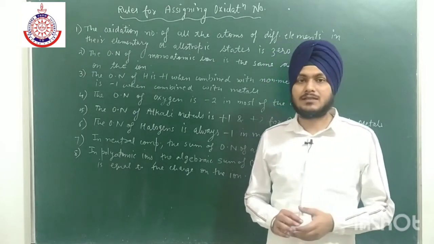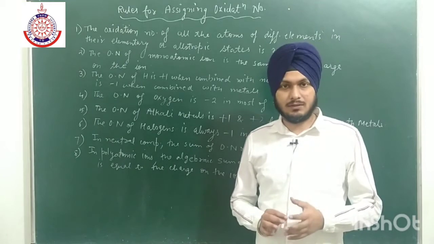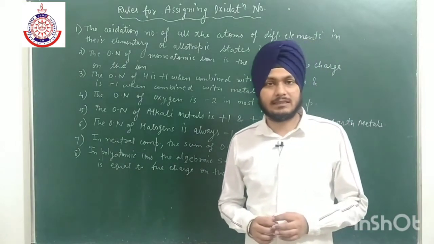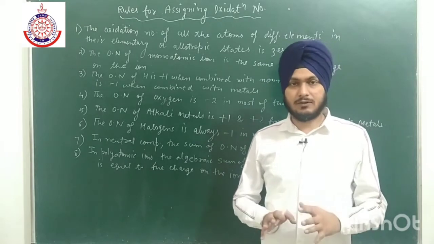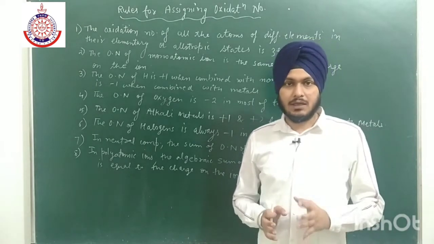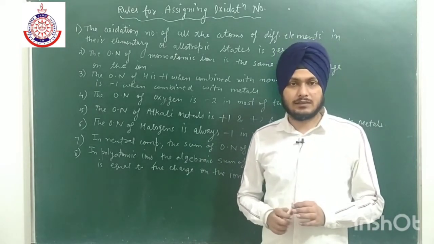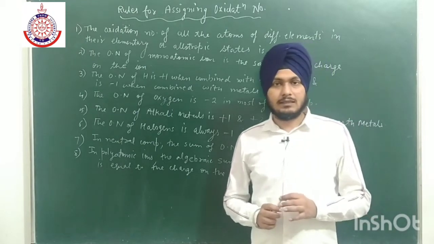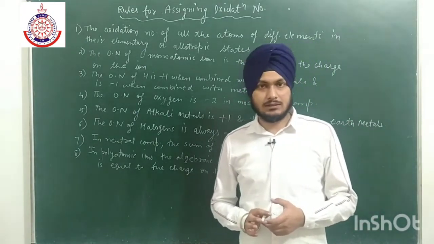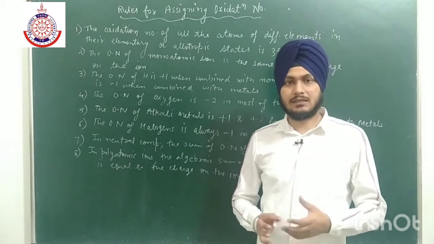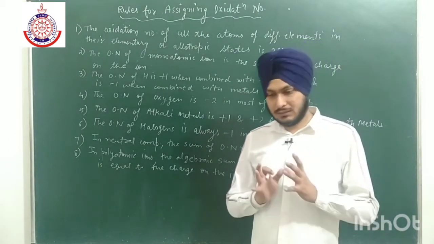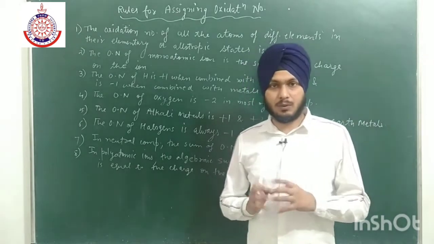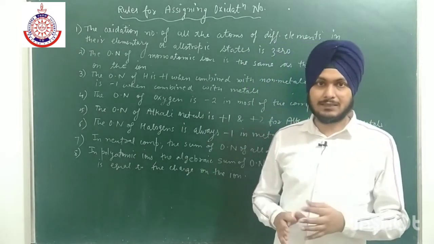In the last class, we have already discussed the definitions of oxidation and reduction. There are four definitions of oxidation and four definitions of reduction. One very important definition is that the loss of electron is known as oxidation, and the gain of electron is known as reduction. Now, this definition is very broad and complex as well.